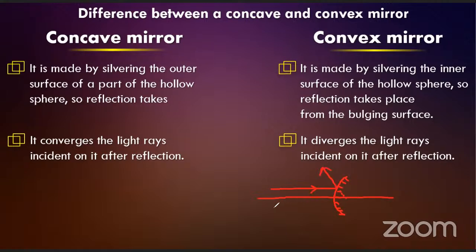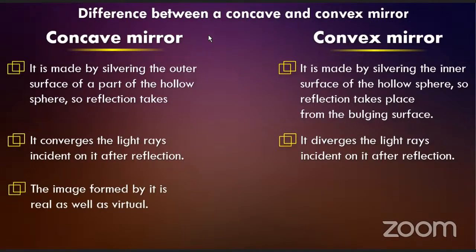If you draw one more light ray coming parallel to the principal axis, it will reflect along the focus, appearing to come from the focus here. So are the light rays converging or diverging? Diverging. So the light rays diverge on the reflecting surface of the convex mirror. Is it right? So we call it a diverging mirror, and the other a converging mirror. Any other differences for both?